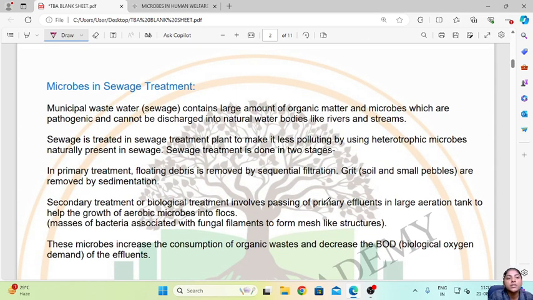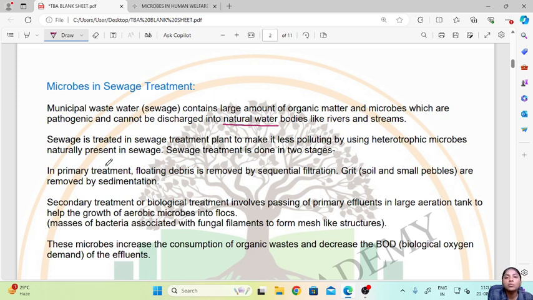Microbes in sewage treatment. So the municipal wastewater is called the sewage and it contains large amount of organic matter and microbes which are pathogenic and cannot be discharged into natural water bodies like the rivers and streams. Now we know the sewage water contains various amounts of organic matter and different microbes which are pathogenic and cause infections to humans and animals, and that is why it cannot be discharged into the natural water bodies.